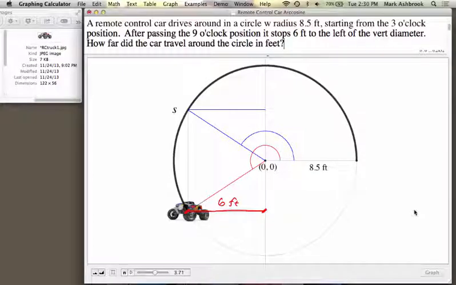Okay, pencils down. Let's do it. Pencils down. No more writing. Here we go.